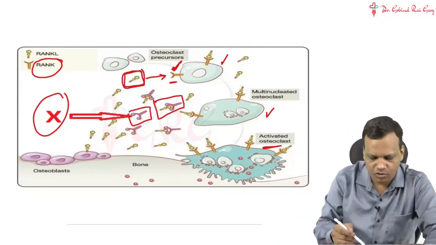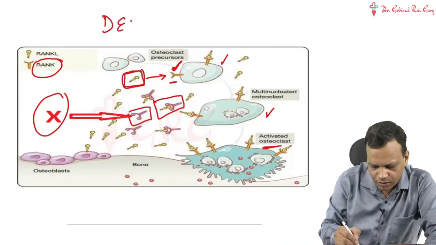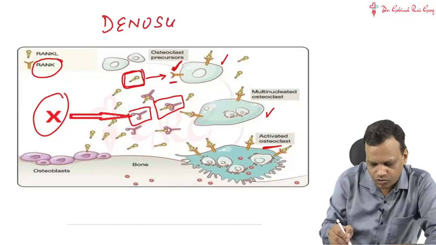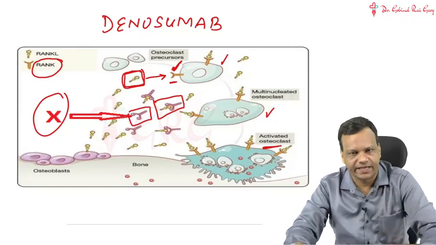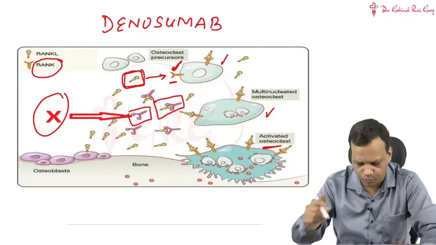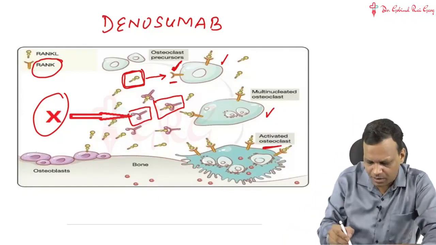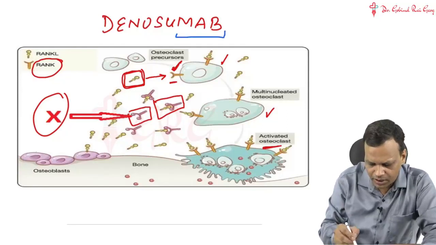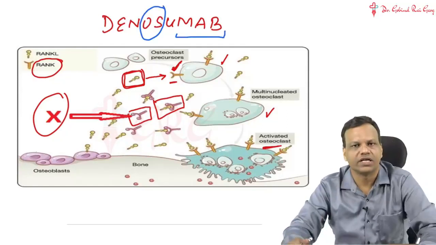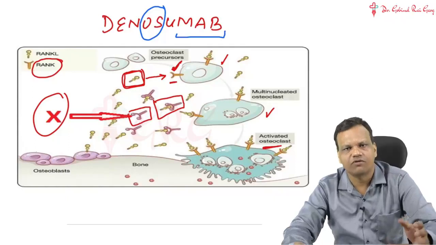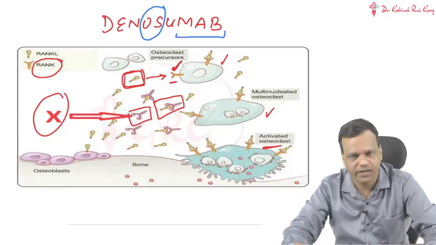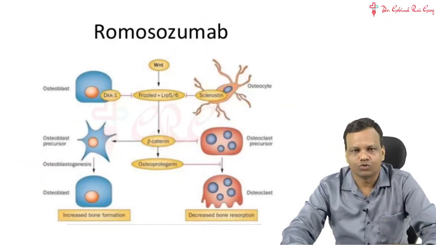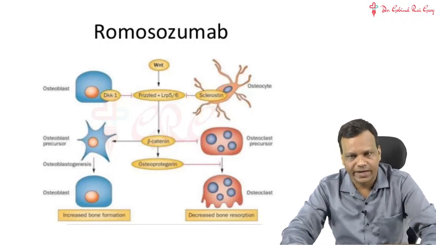Okay? This monoclonal antibody is known as denosumab. Denosumab is a monoclonal antibody against RANK ligand, so it is used in osteoporosis. From the name you can remember, it is a monoclonal antibody for osteoporosis. Clear? So this is a new drug in osteoporosis, another monoclonal antibody.